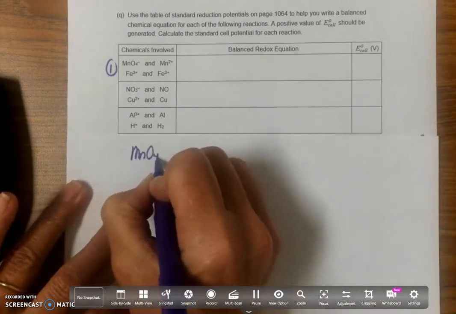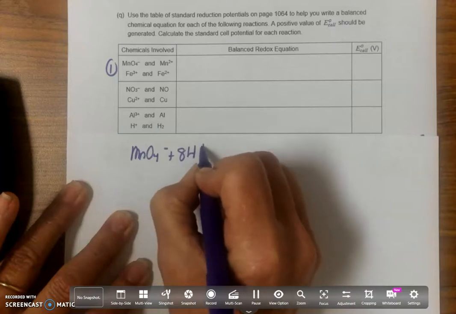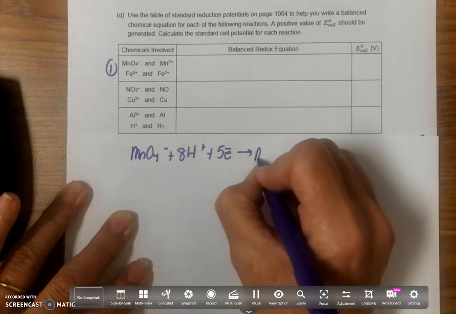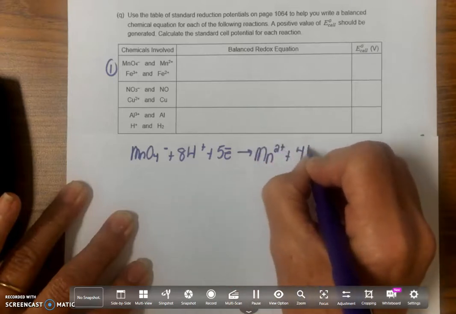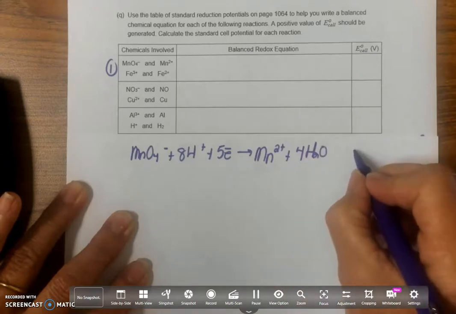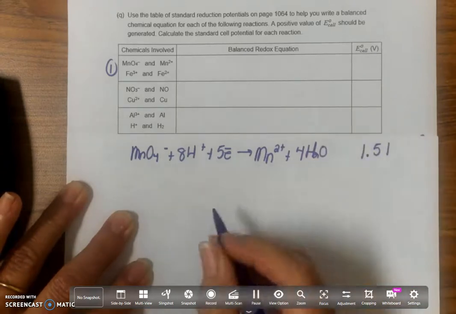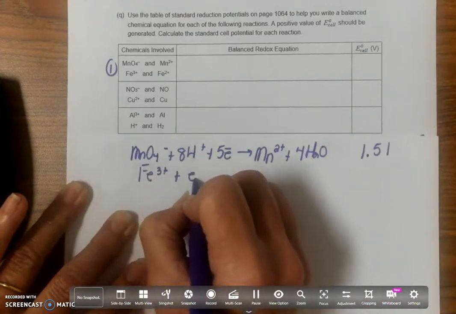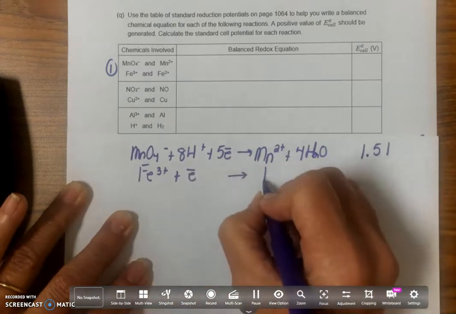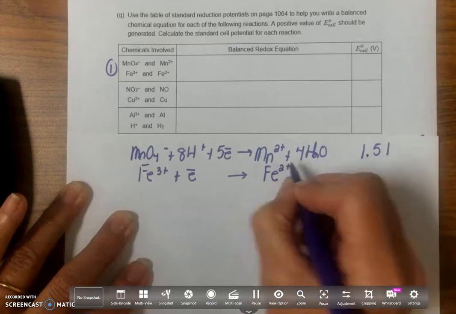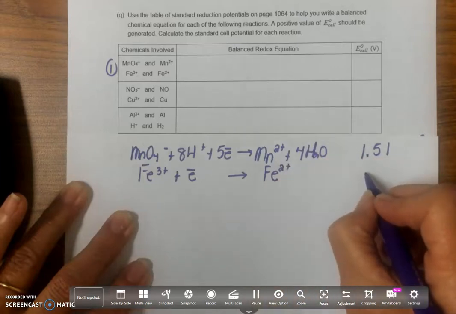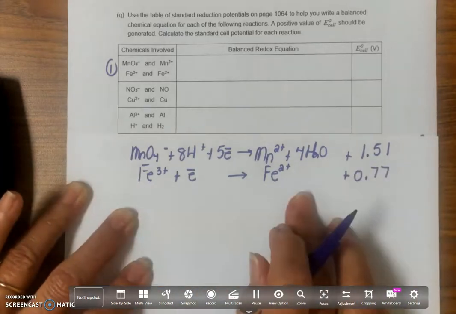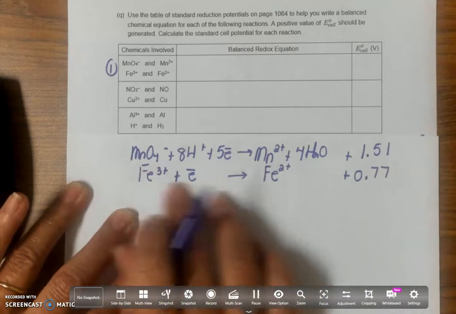So I've got MnO4 minus plus 8H plus 5 electrons goes to Mn2 plus 4 waters, and it's 1.51. Then my other one is Fe3 plus plus e minus goes to Fe2 plus, and that is a plus. I'm going to put pluses here just to emphasize, 0.77. All right, now the problem we have, they're both reduction.